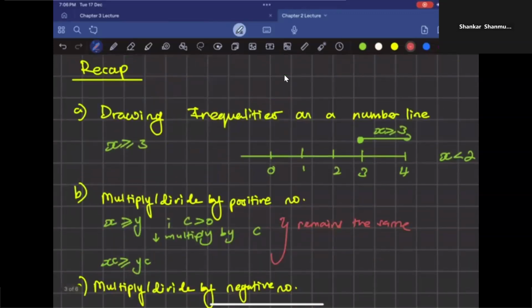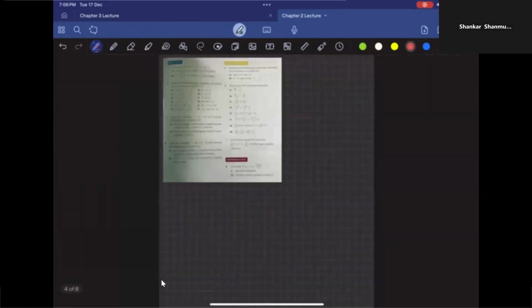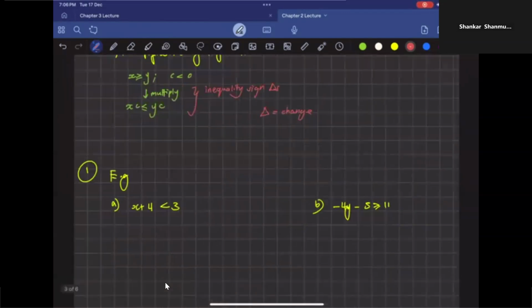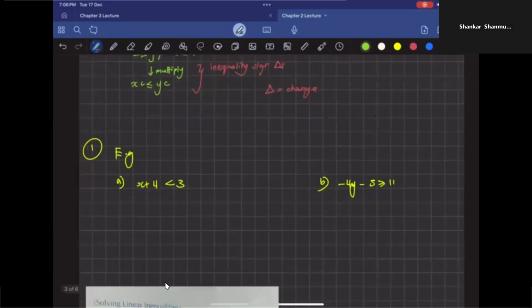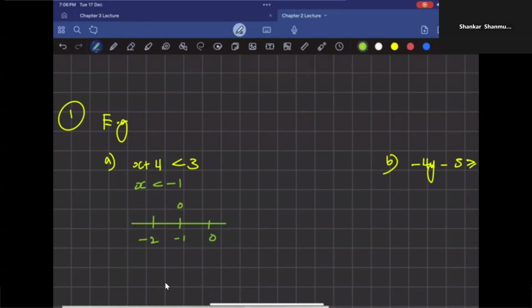Okay, so that's just a quick recap of what I've learned so far. Now let's do some example questions. So sometimes your equation you've got to manipulate it first. So let's say if I gave you this question and asked you to draw on a number line, you bring the 4 over, so it becomes x is less than minus 1. So again, same thing, minus 1, minus 2, 0. It's not a solid circle. You draw the number line. Okay?